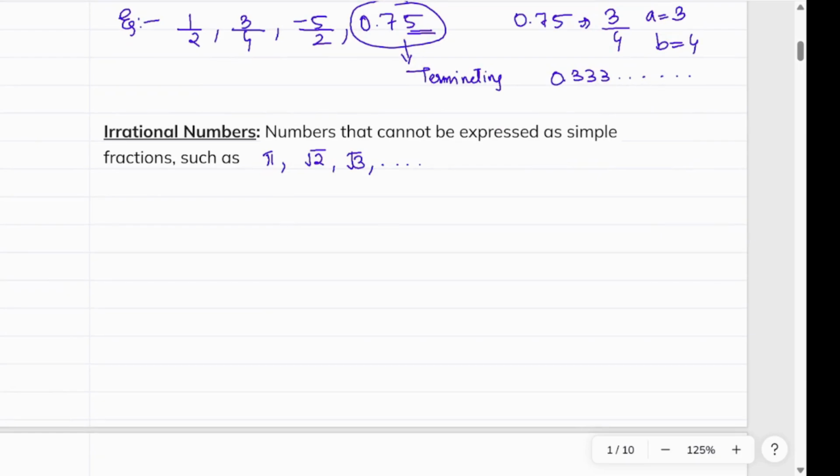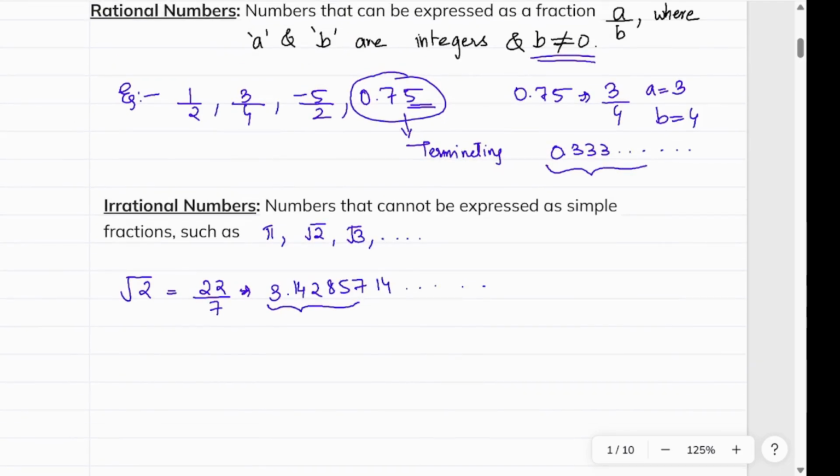Then we have to learn about irrational numbers. These are numbers that cannot be expressed as a simple fraction. For example, pi is a non-terminating number. Taking root 2, its value is 1.414 and it goes on. Pi is approximately 22/7, whose value is 3.14285714, and it keeps repeating like that.